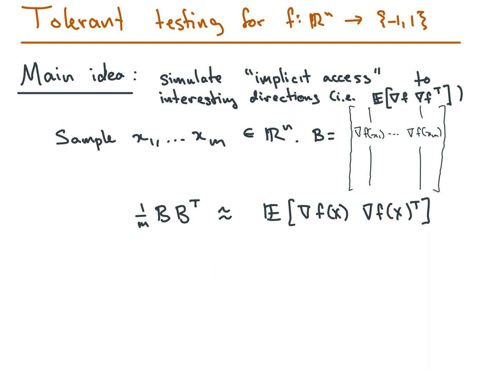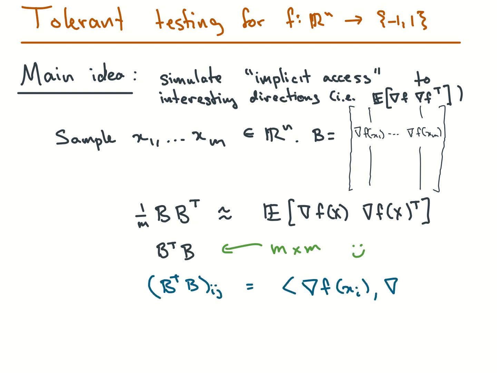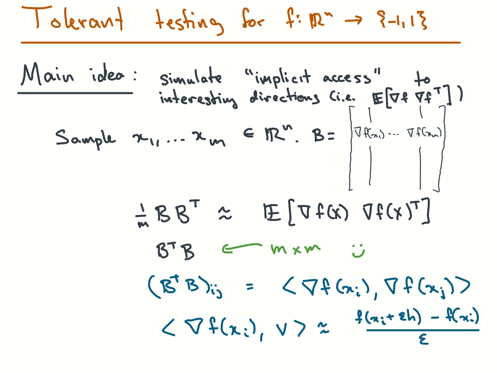Now, it turns out that we can write down the matrix B transpose B, which is only an m by m matrix. I'll describe in a little bit more detail later exactly how we do it, but for now, just note that the entries of this matrix are inner products of gradients of f evaluated at different points. So for now, let me describe how to do something easier, which is how to estimate the inner product of the gradient of f with a fixed vector v in Rn. And now this is easy because you can estimate it using a finite difference. The way we do the inner products between gradients at different points is a little bit more complicated, and it has something to do with the way that we smooth the function. So I'll talk about that later.